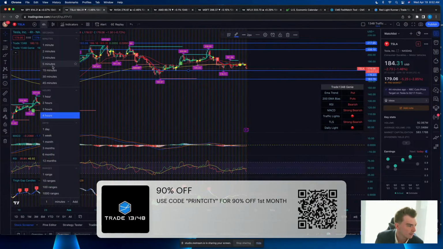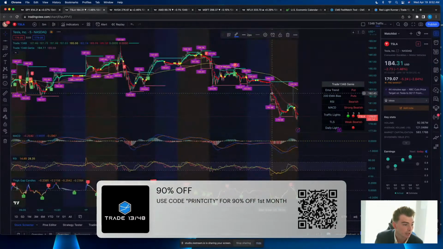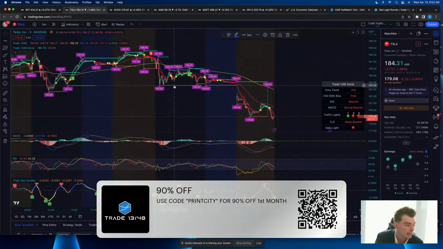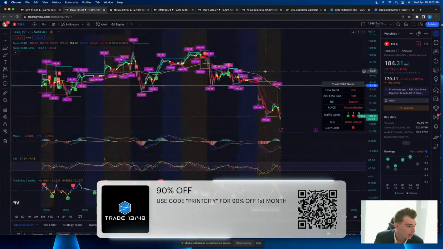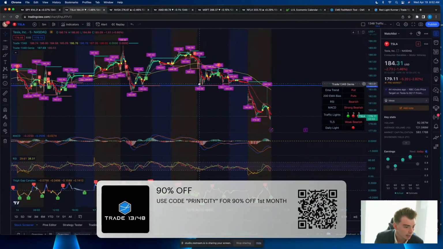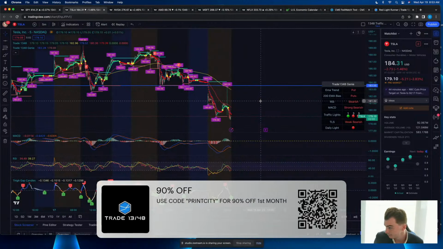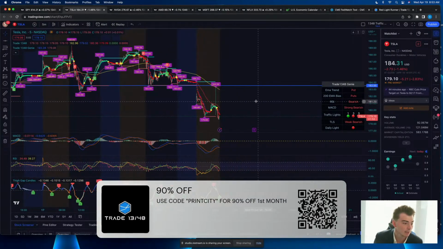And then going back to the 5-minute, are there any really key levels that we're looking at? We've got this little range right here, this 183.50. And I think we were seeing this level act as a little bit of a problem over the last few days here. So we can mark that. That's kind of it on Tesla. So that's kind of the things that we're looking at here.